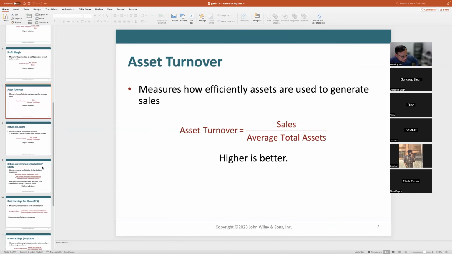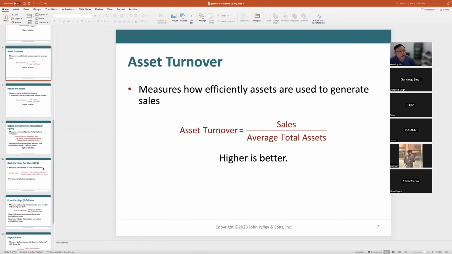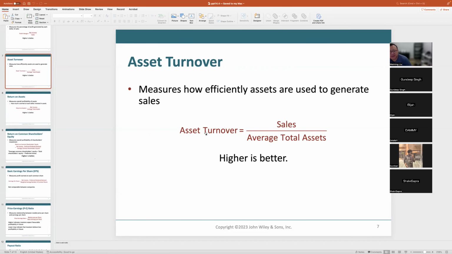We move to the asset turnover. What is the asset turnover? It is the sales divided by the average total assets. Remember, you have the statement of financial position. You have assets, liabilities, and shareholders' equity. So how do you do the average of total assets? You use the beginning total assets plus ending total assets, divided by 2. That's how to calculate the average.